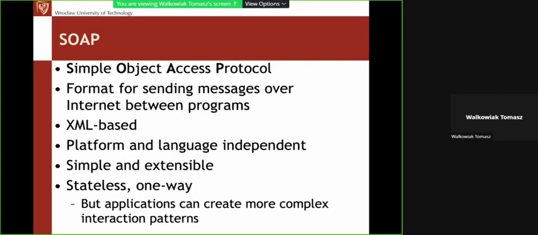We could achieve some state using techniques or tricks known from HTTP, for example sessions and IDs. But from scratch, it is stateless. Applications therefore can create more complex interaction patterns, and they were creating them, because stateless communication is not always enough.